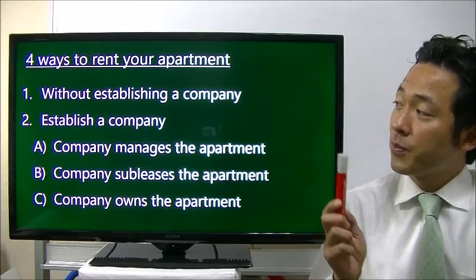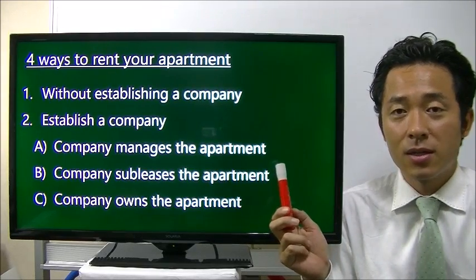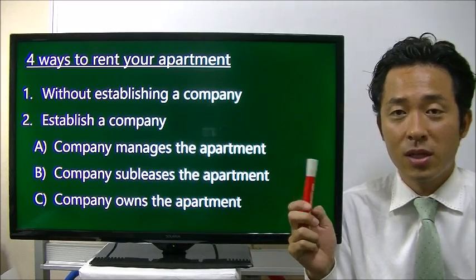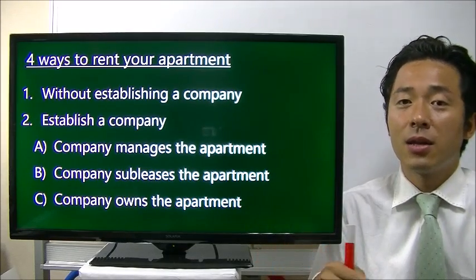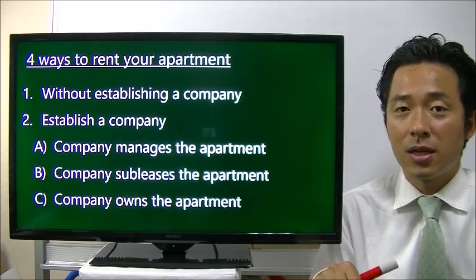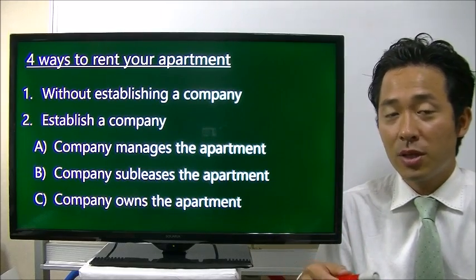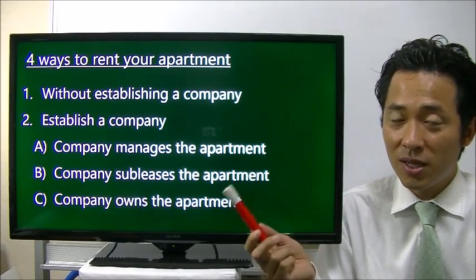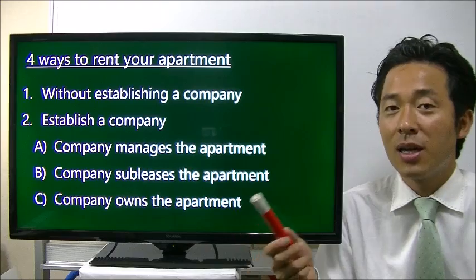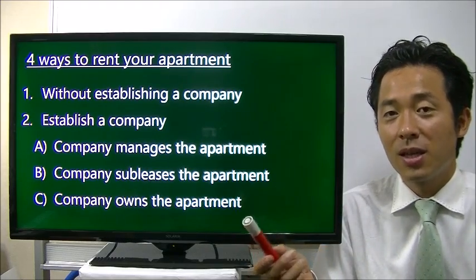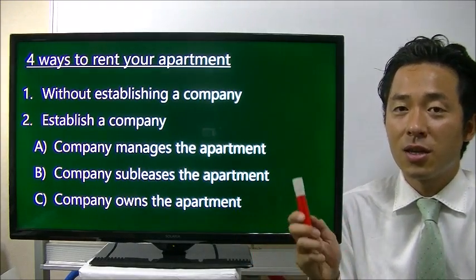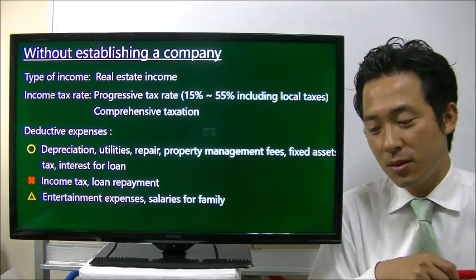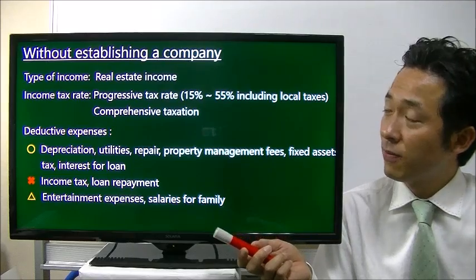So there is 4 ways that you start renting apartment. The first one is without establishing companies, and there is the 3 patterns that you rent apartment after you establish the companies. The first case is company only manages the apartment. The second case is the company subleases the apartment, and the third case is the company owns the apartment. So the tax amount will be different for each cases.